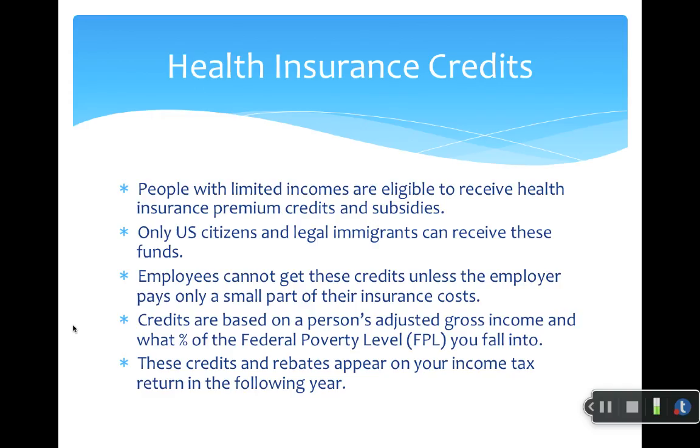Again, only U.S. citizens and legal residents can receive these funds, and the federal government doesn't give these credits to an employer just because they're buying health insurance for their employees. This is only for individuals buying insurance in the private health insurance market. What we see is that the credits are based on a person's adjusted gross income that they report on their tax form and what level of federal poverty level they fall into. You get these rebates on your tax return in the following year.